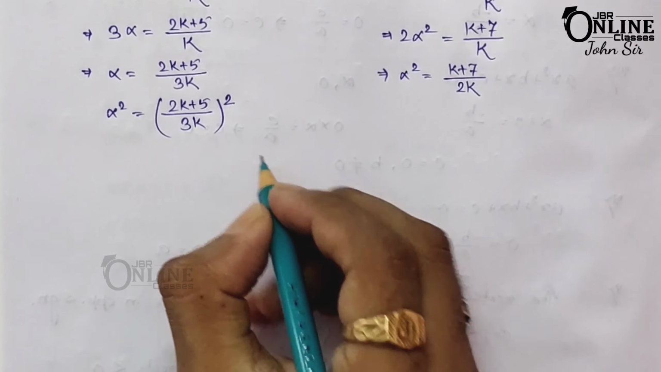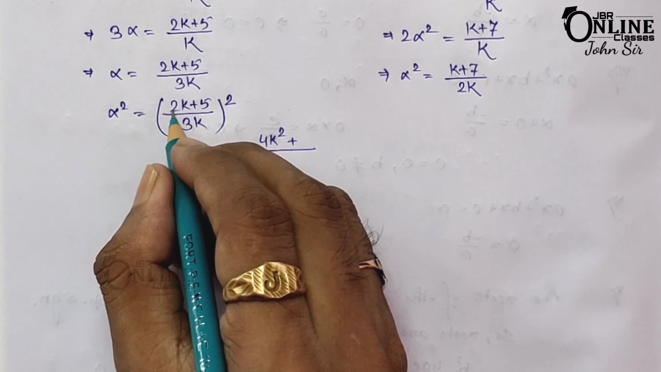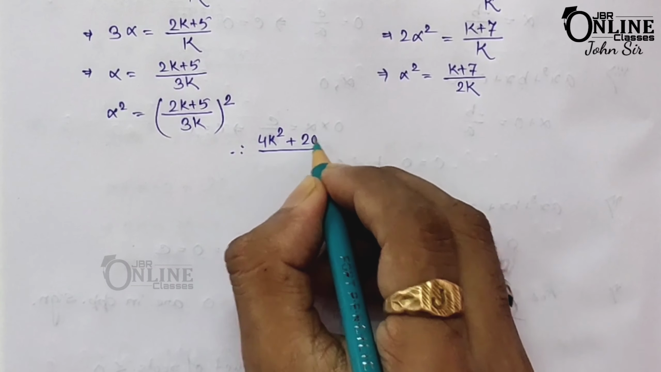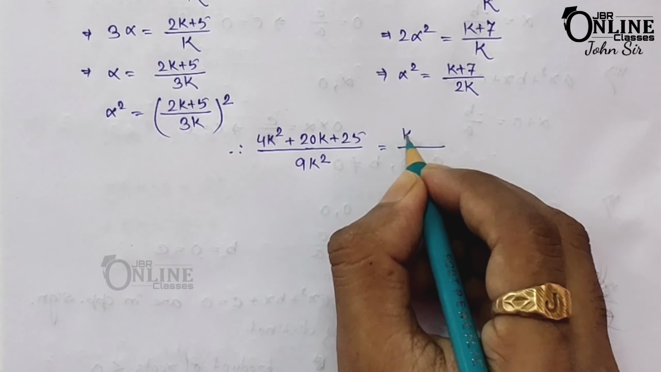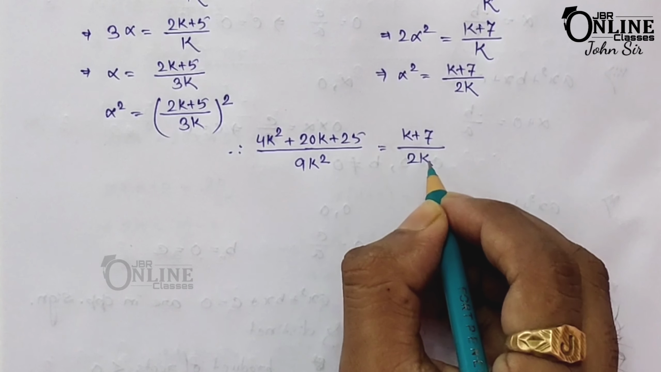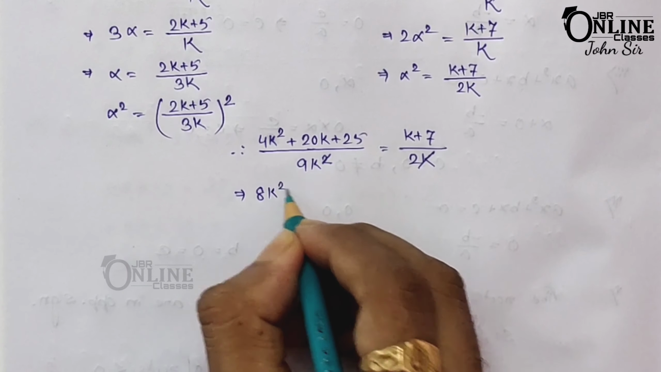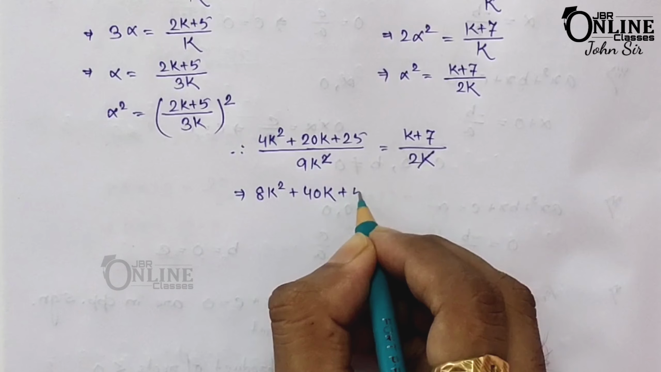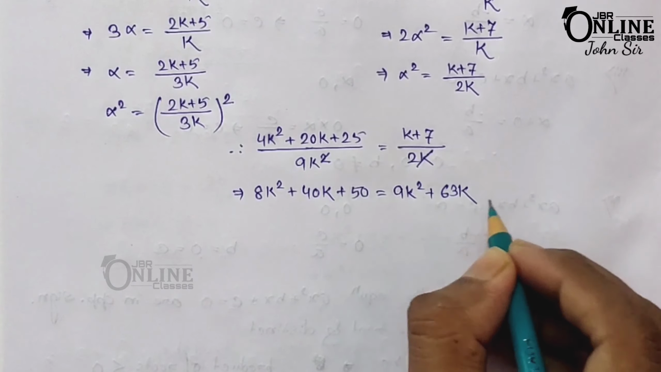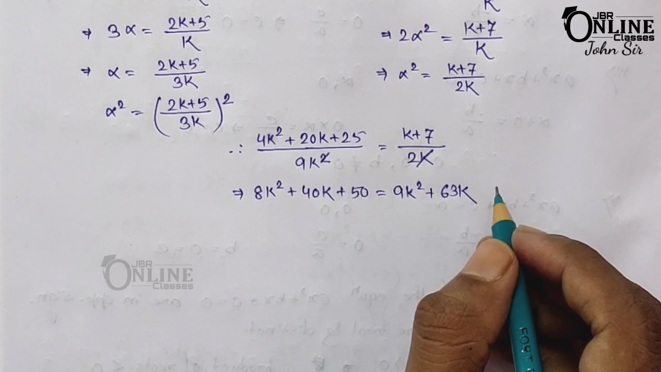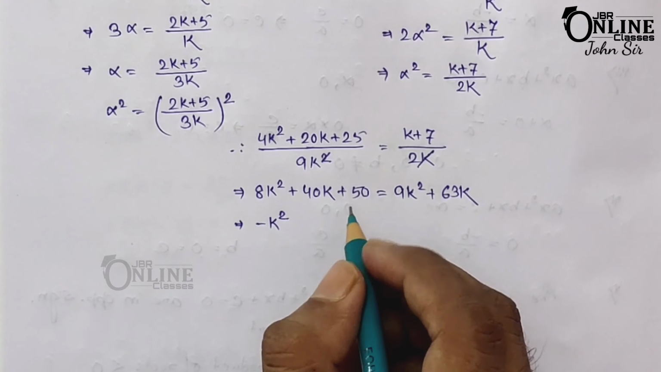So if you compare this one, you will get the whole square of this one, so 4k square, then 5 into 2 is 10, 10 into 2 is 20, so 20k plus 25 divided by 9k square, and that equals k plus 7 by 2k. So here k will be cancelled out, then 2 multiplied with this one: 8k square, 40k and 50, that equals 9k square, and that equals 63k. Okay, 9k square equals 63k. So it will be minus k square, then 40k minus 63.